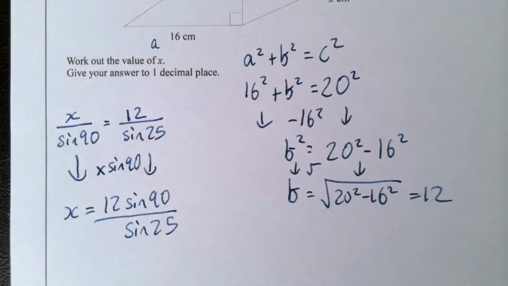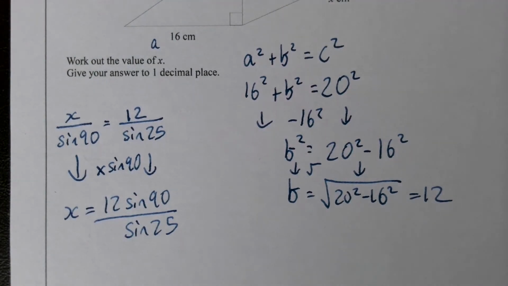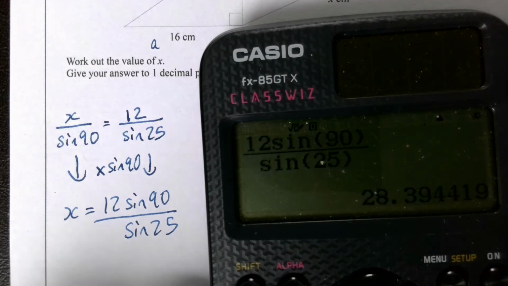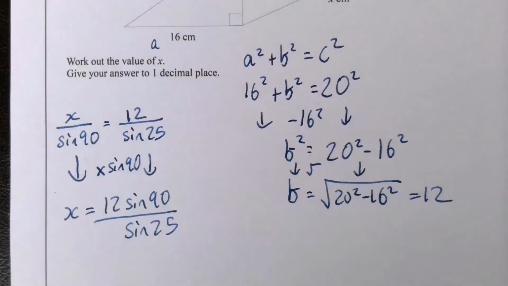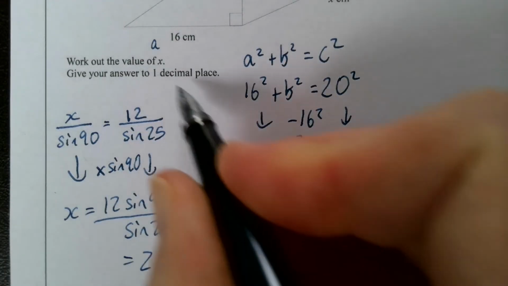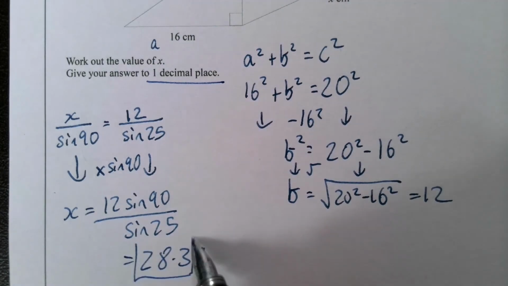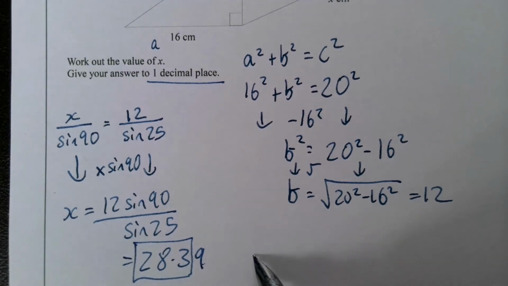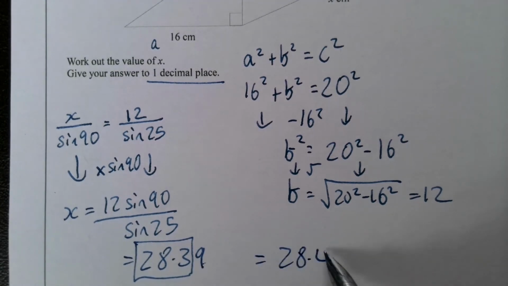Pop that into the calculator and you should get 28.39. So I write down 28.39, 2 decimal places because we want 1. Then I put the box round and have a look and say, yeah, that 9 means I round up to 4. So it's 28.4 centimeters.